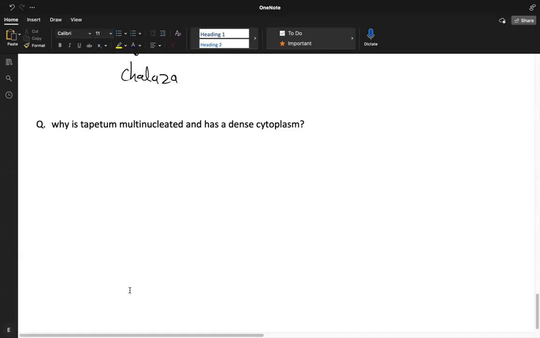So go slow again. What did you say? Karyokinesis is not followed by cytokinesis. So do you understand that, Parker? It means the nucleus divides and the cell does not divide. That's why it is multinucleated. But that's the mechanism, right? That's how it becomes multinucleated.